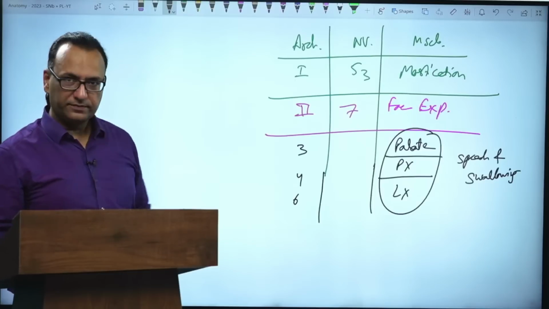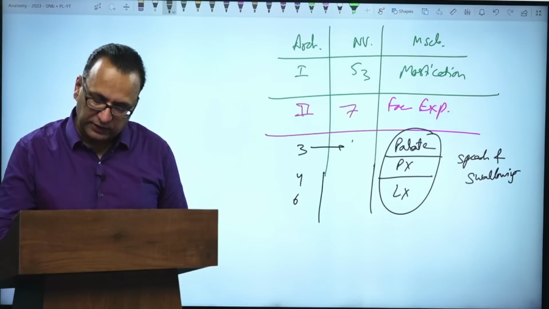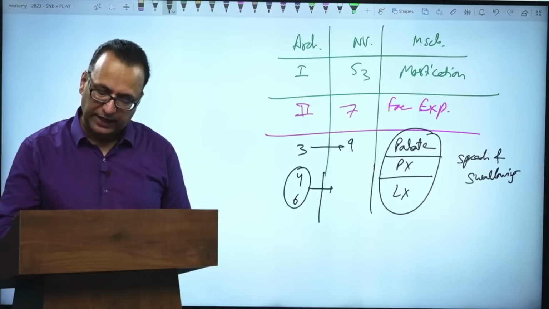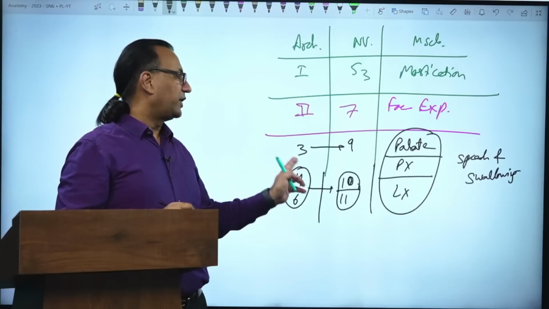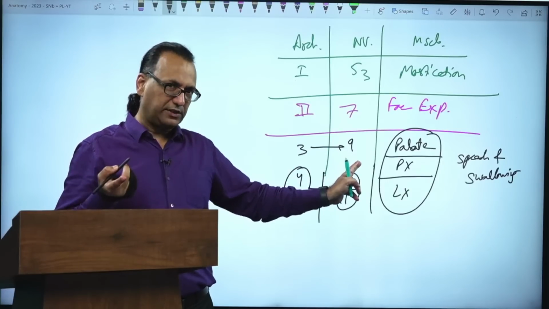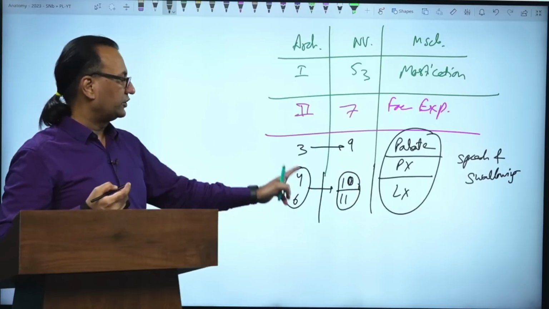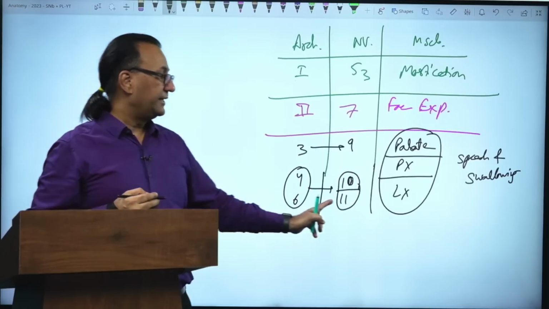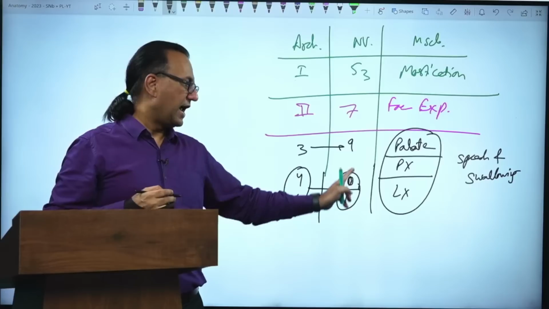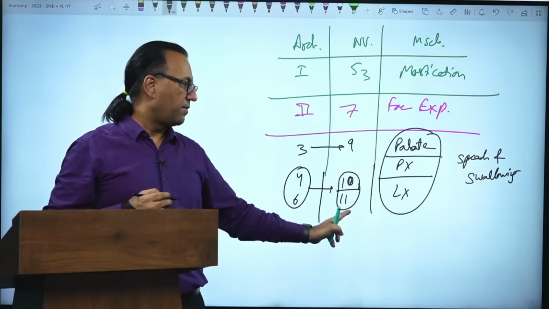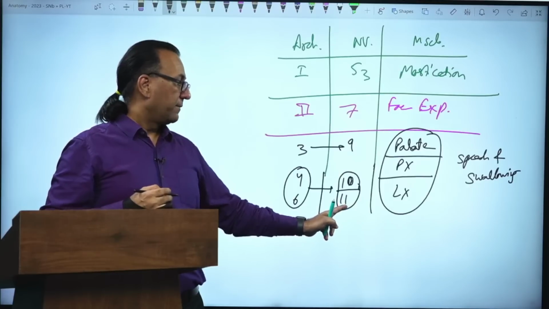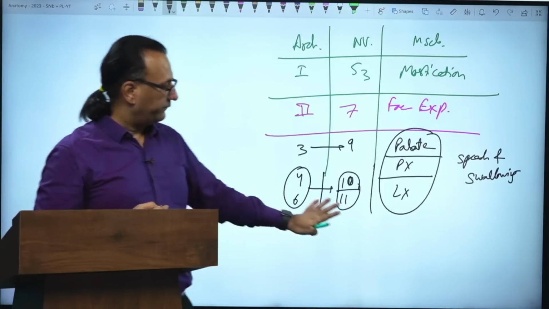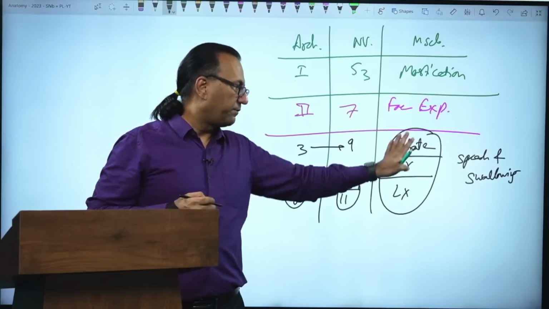And which nerves? For the third arch, I have the ninth nerve. For the fourth and sixth arch, I have the 10th and 11th nerves. So arch number 3 has the glossopharyngeal nerve, and arch number 4 and 6 have the vagus and accessory nerves, the vagus accessory complex. And what are they doing? They are basically controlling the muscles of palate, pharynx, and larynx.